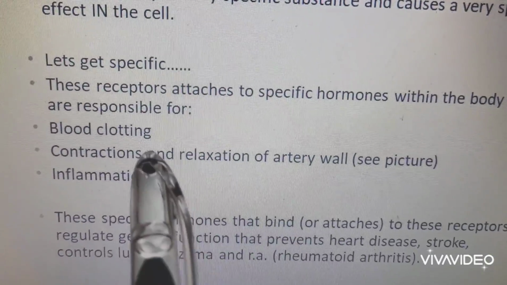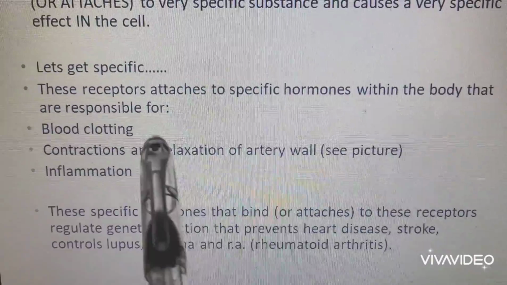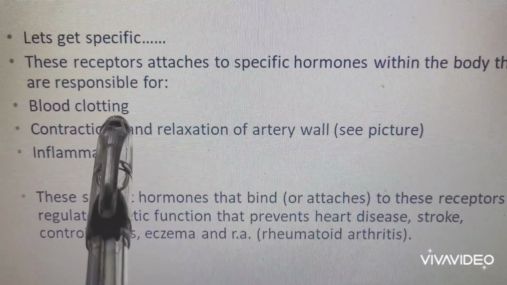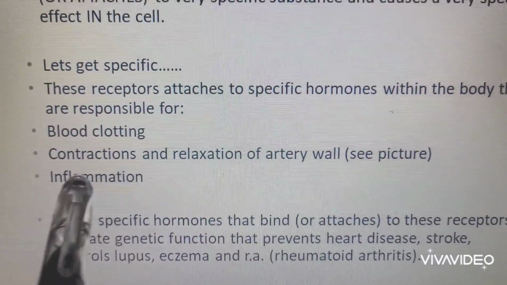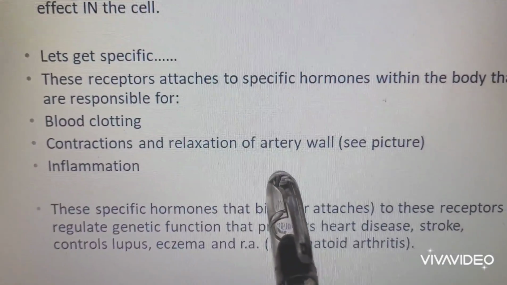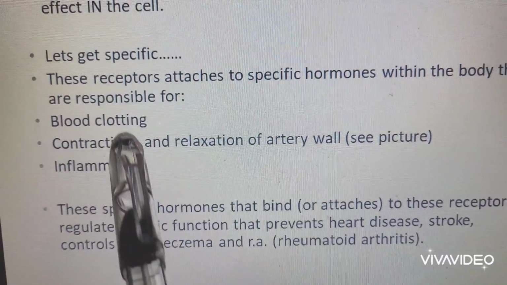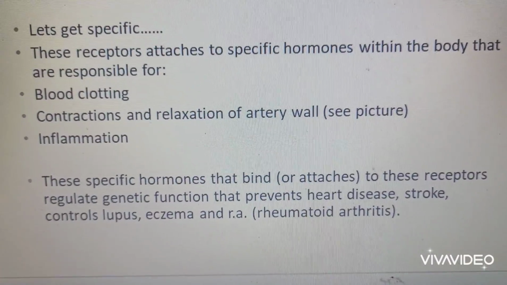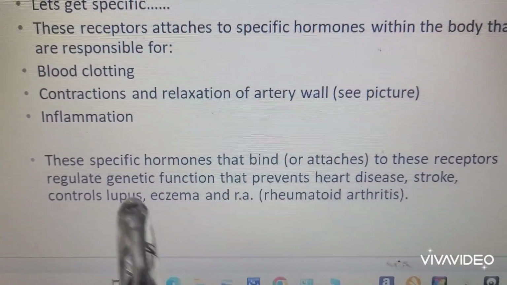These receptors attach to specific hormones within the body that are responsible for blood clotting, which are all natural processes, by the way, that the body does. Blood clotting, contraction and relaxation of artery walls, inflammation. These are natural processes within the body that we do need. It is when it goes a little bit overboard that we tend to have a problem.